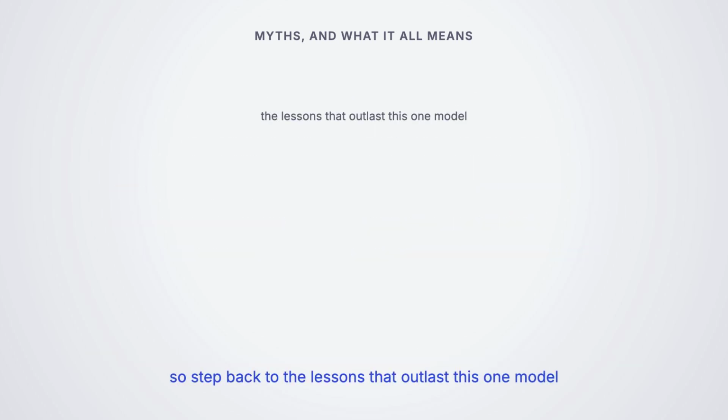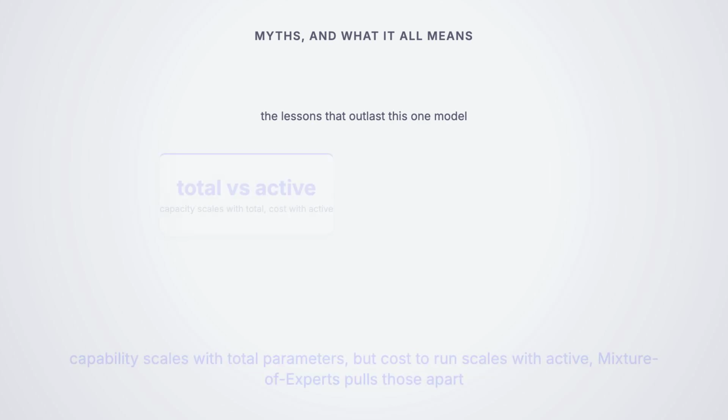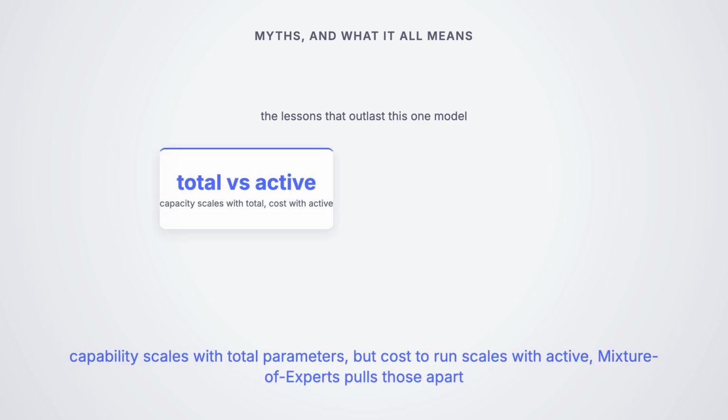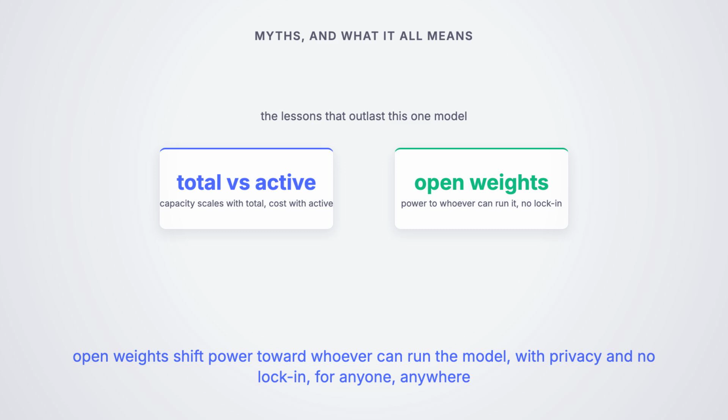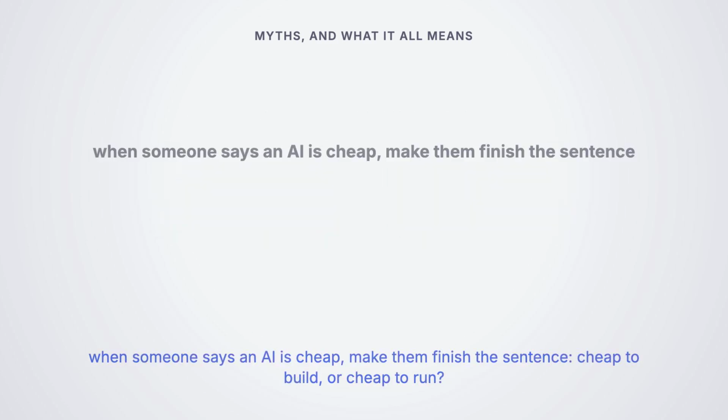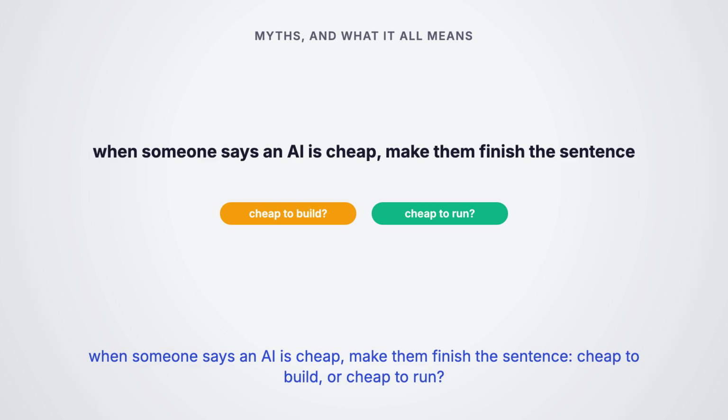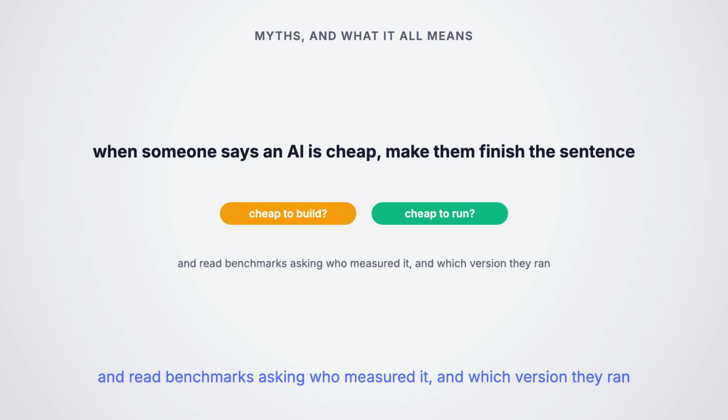So step back to the lessons that outlast this one model. Capability scales with total parameters, but cost to run scales with active parameters, and mixture of experts pulls those apart, which is why it now dominates frontier design. Open weights shift power toward whoever can run the model, with privacy and no lock-in, for anyone, anywhere. When someone says an AI is cheap, make them finish the sentence: cheap to build or cheap to run? Because those are different bills, verified differently. And read benchmarks asking who measured it and which version they ran.